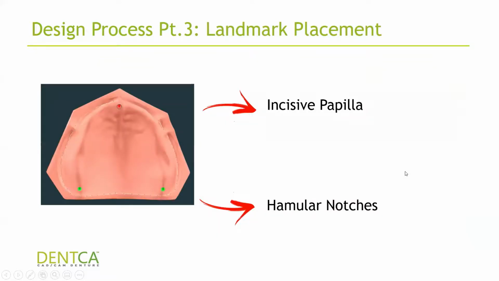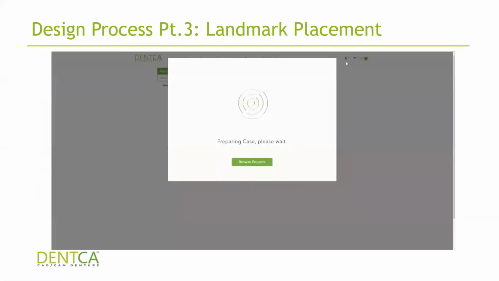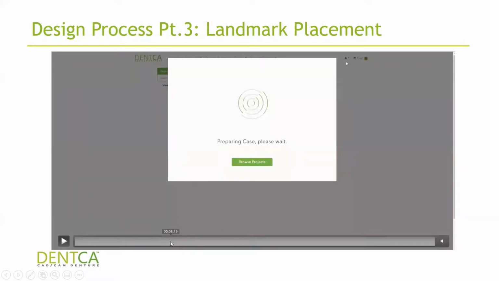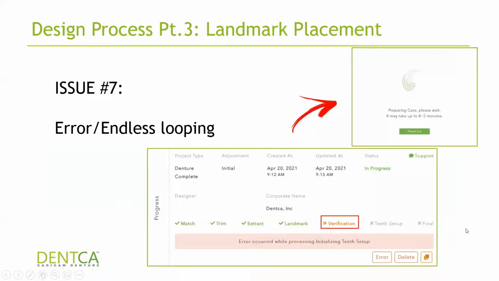And then we're going to go to part 3, which is the landmark placement. As far as landmarks go, there's only 3 landmarks that you need to place in the upper. The first one has to be the incisive papilla. It's going to be a red dot. And then we're going to add 2 more dots in the posterior section in the hamular notches areas. And then on the lower, we're basically going to select the return molar pads. Once you do that, you should be able to move to the next section. I'm going to skip this video because it's essentially just right-clicking and adding the points, and it's pretty straightforward.